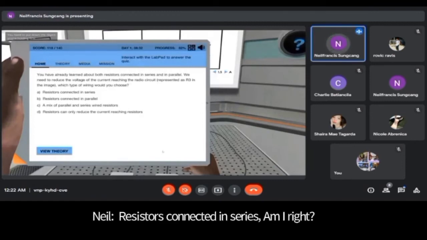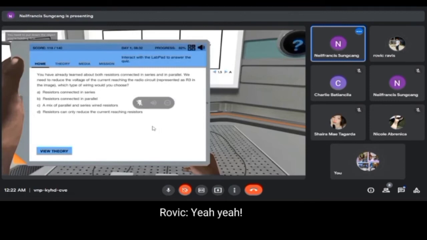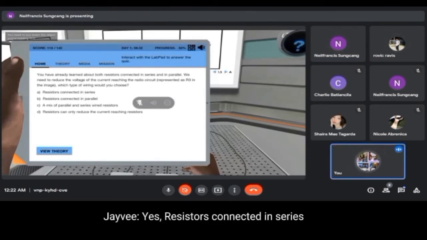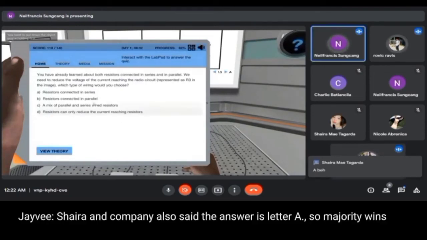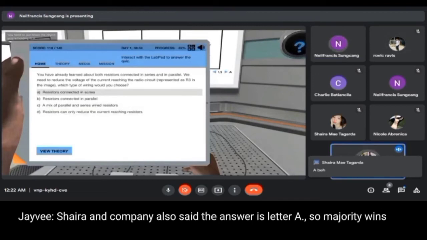Ano to? Resistors connected in series to, no? Amen. Resistors connected in series. Kasi series. A daw. Sabi ni Jairo. Sabi nila. Hindi yan lang, majority na.